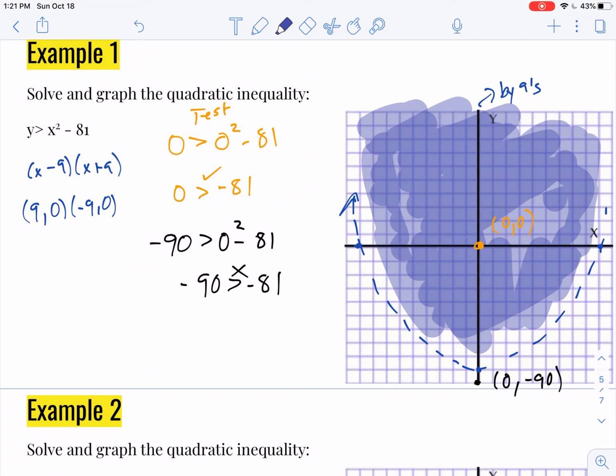Choose points with zeros as much as you can. If you can get a point 0, 0 that's clearly part of your parabola or not part of your parabola, use it. Always work with zeros as much as you can. When you have the freedom of choosing a test point, choose smart test points like 0, 0 or 0, negative 90, things that are clearly on one side of a parabola versus another, but easily defined by 0.